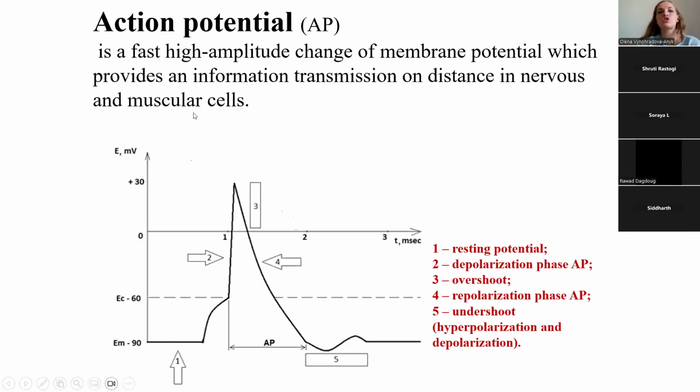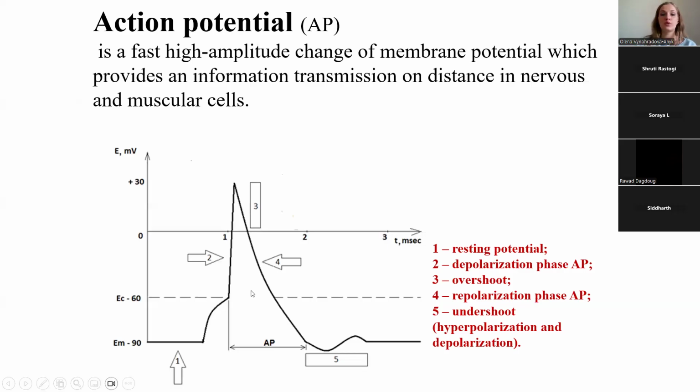Action potential is a fast, high-amplitude change of membrane potential, which provides information transmission over distance in nervous and muscular cells. A high-amplitude change we have, for example, from -90 inside the cell, it changes to +30, +40, and after that back to -90 again. This is named action potential. Action potential consists of a few phases. First phase is depolarization. Second phase is repolarization.